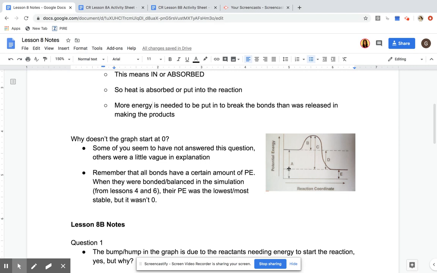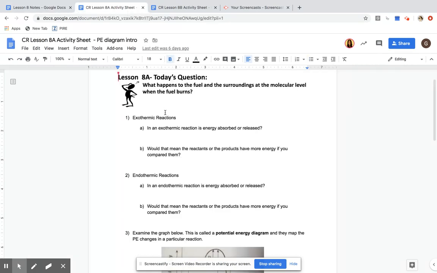So remember that all bonds have a certain amount of potential energy. If you remember that simulation where you were moving the molecules back and forth, when they became balanced and had a bond, they had some potential energy, right? That was the lowest or most stable amount that they had, but it wasn't 0. So the reason this starts not at 0 is because reactant molecules have potential energy, right? They have some amount of energy to them. So that's what's going on with that graph.